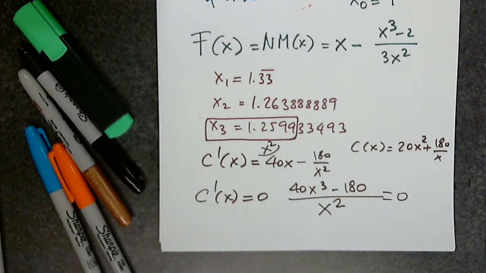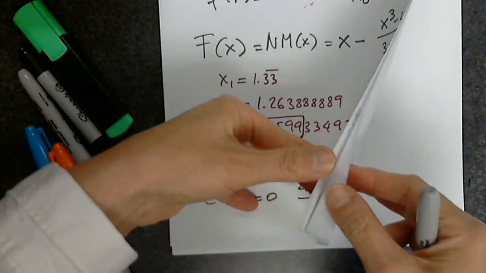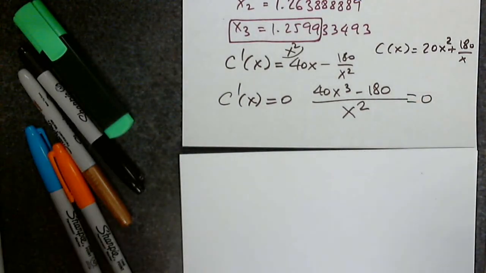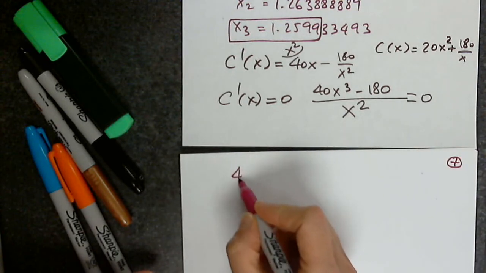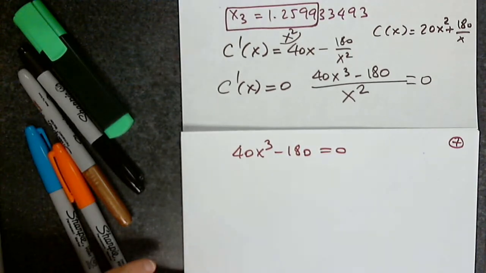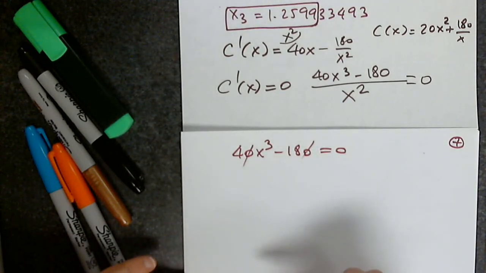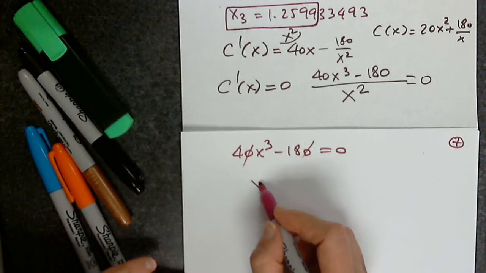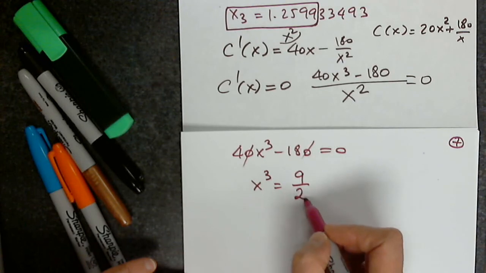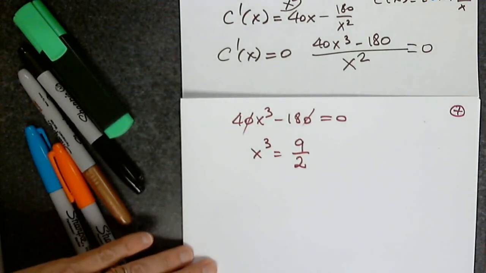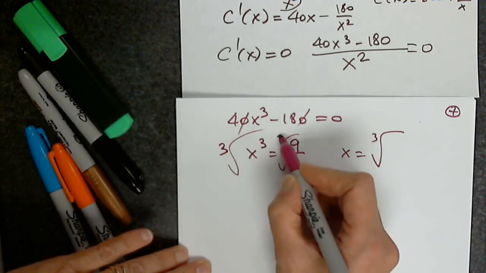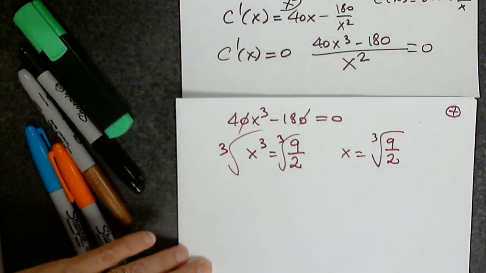So now, when is a fraction 0? Yes. So I have 40x cubed minus 180 equals 0. I'll simplify by 10. And then I'll simplify by 4. So I have 18 divided by 4, which is 9 divided by 2. Yes, I take the cube root, so x equals the cube root of 9 divided by 2.